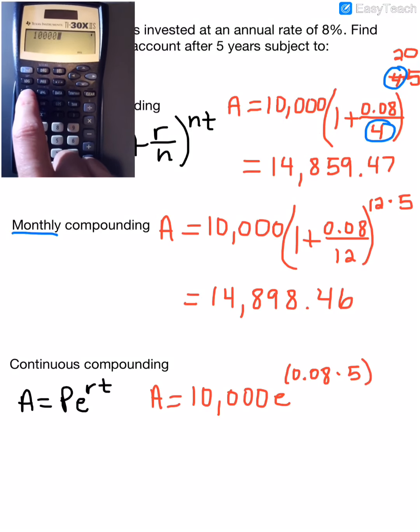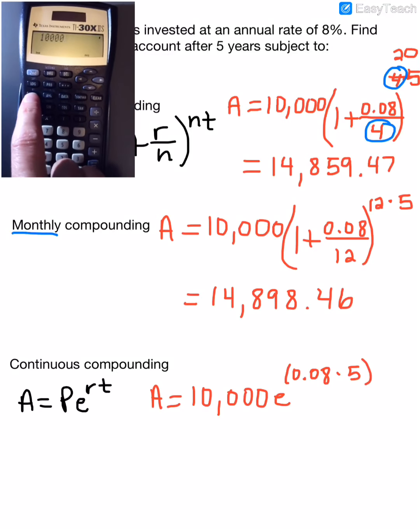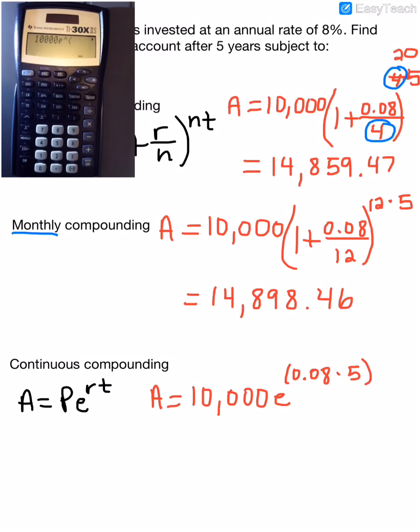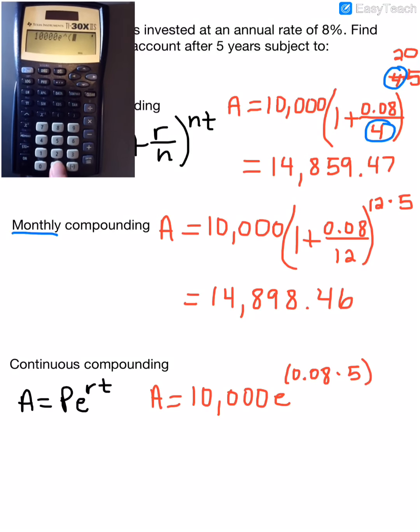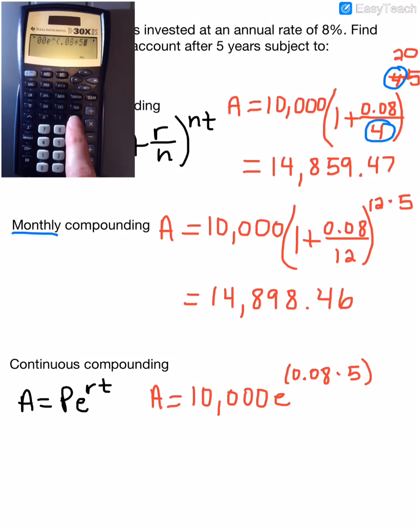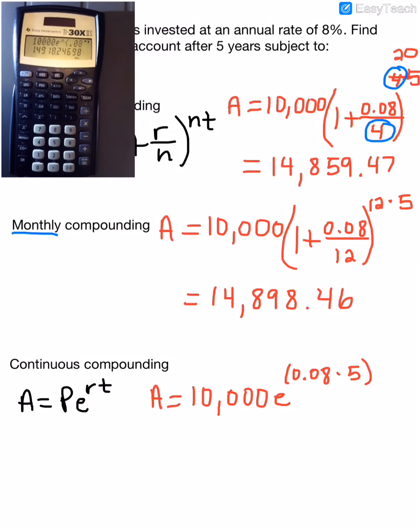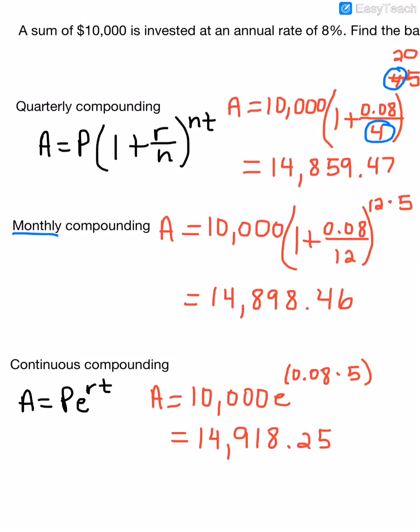And then for the TI-30 XIIS, again, we put in the principal, which is $10,000. And then remember, our e is not on the button, so we have to press second and then press the LN button to get to the e. And that raises it to a power. Okay, and then it's already opened up a set of parentheses, so we're going to put 0.08 times 5 and close our parenthesis, and we get $14,918.25.